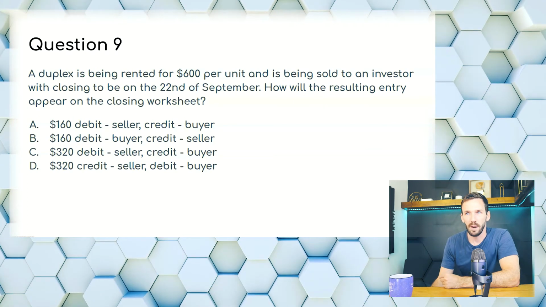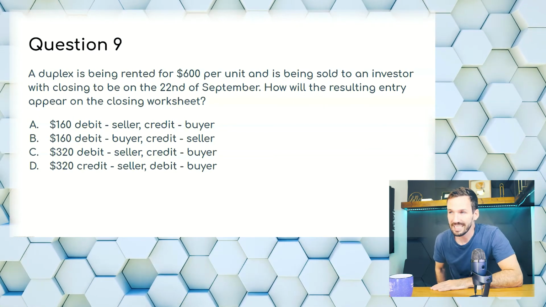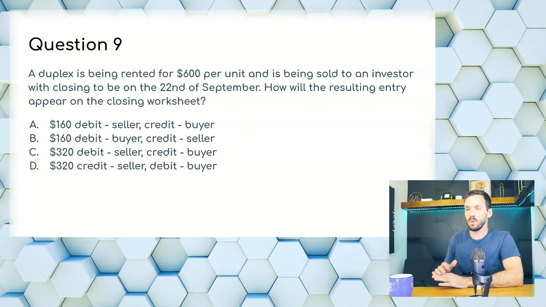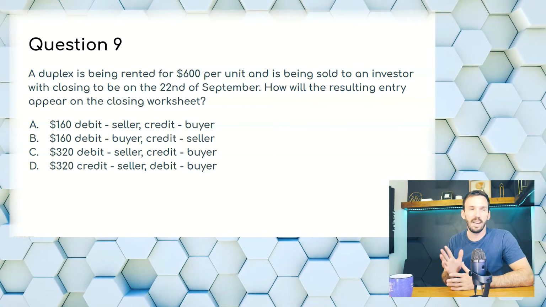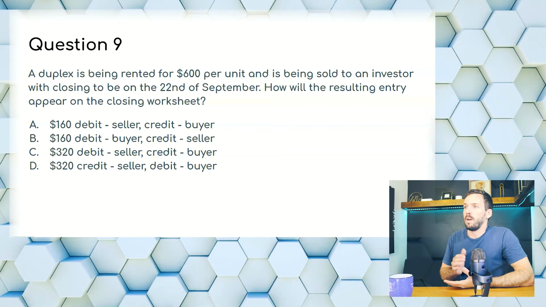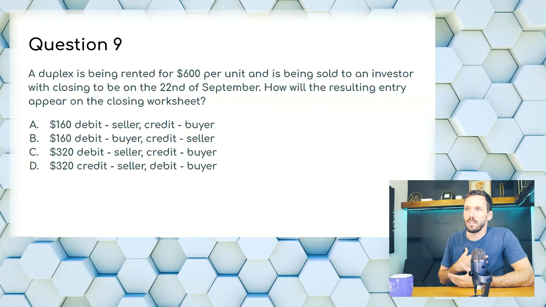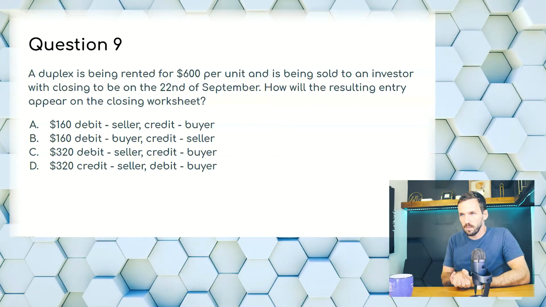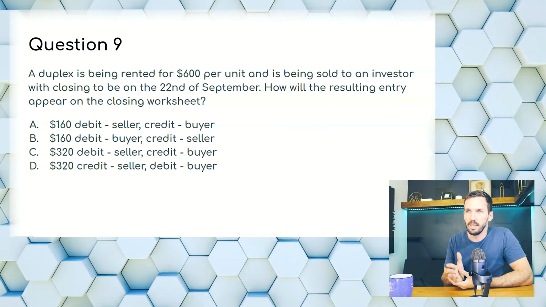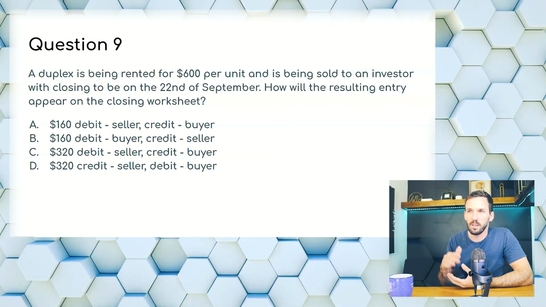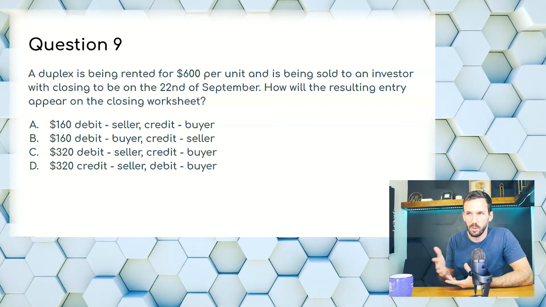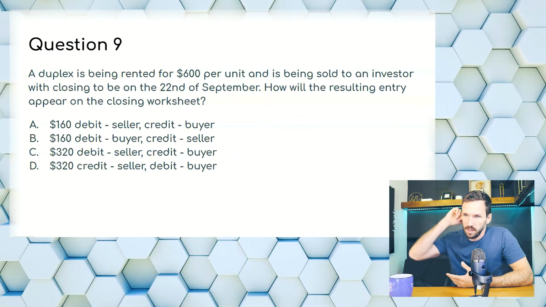Question 9. I am out of breath. A duplex is being rented for $600 per unit and is being sold to an investor with closing to be on the 22nd of September. How will the resulting entry appear on the closing worksheet? So you have all these options here: 160 debit, 160 debit, 320 debit, 320 credit. So let's dive into this.